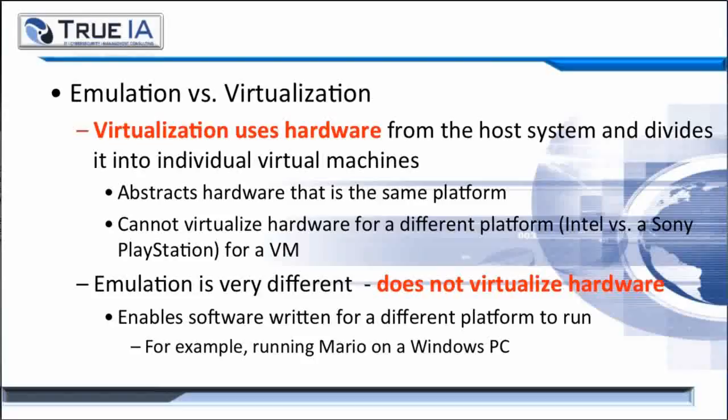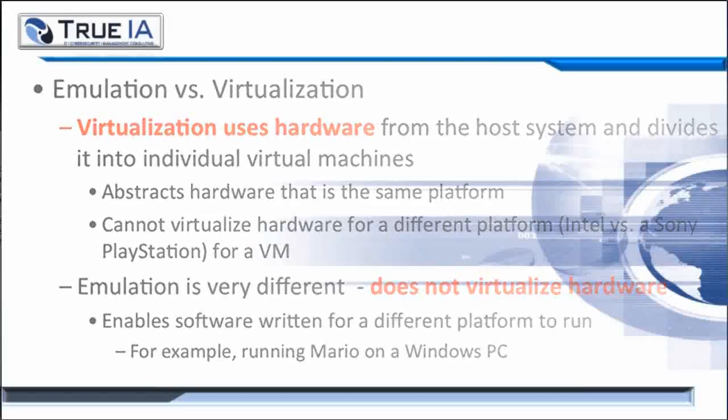However, that's where emulation comes in. Emulation is very different. It does not virtualize the hardware. It enables software written for a different platform to run. That's how you can play Nintendo's Mario Brothers on a Windows PC.